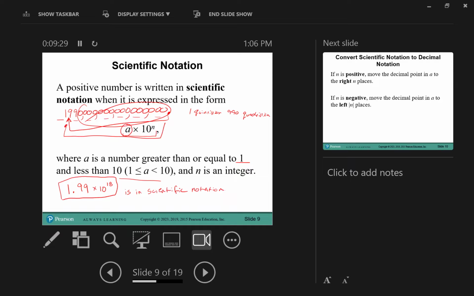Now, let me see if I have an eraser here. I do. It's not a grader. There we go.